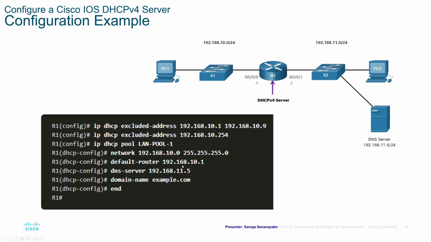Then we're going to give the default router, which is 192.168.10.1. That will be this port because that is 10.1. So 192.168.10.1 is the G0/0. And the DNS server, we're going to pick the DNS server from here, which is going to be 192.168.11.5 because that's the DNS server in this diagram. And we're just going to give a domain name. It could be any domain name or your company name, .com, whatever.